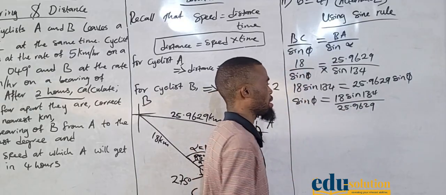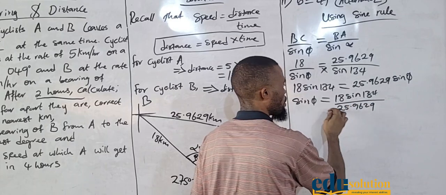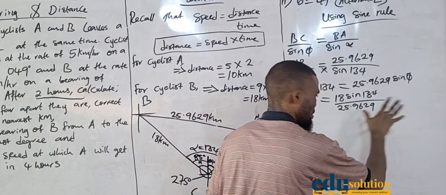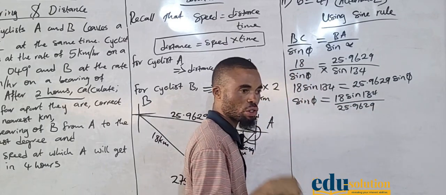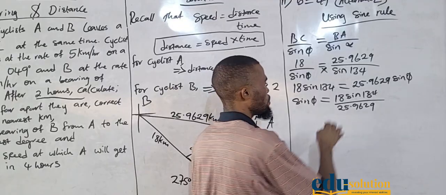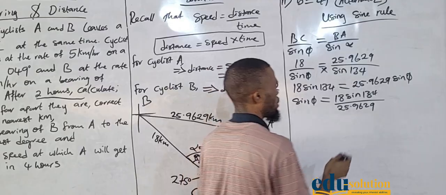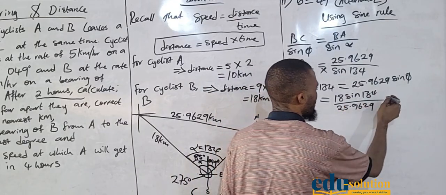Like I always tell students, don't press your calculator saying 18 sine 134 and then press divide at once. You may have issues. So it is advisable, I always recommend, that you do the numerator first and then you do the denominator alongside.